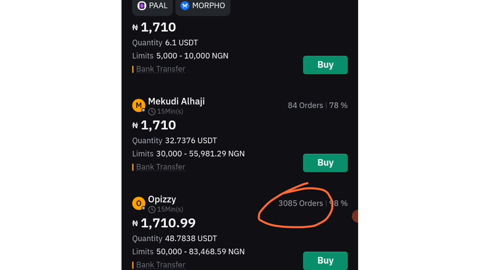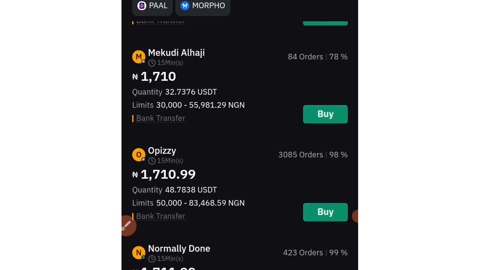Now we have to note how much was the rate we are buying. So this is the rate. You are buying at the rate of 1,710 naira. Okay, let's say 1,711 naira because you're having 0.99. So we're buying at 1,711 naira. And remember we are using 15,000 to buy. So after you have bought the coin now, we now come to sell.